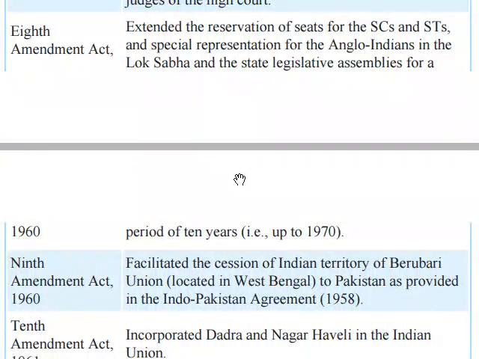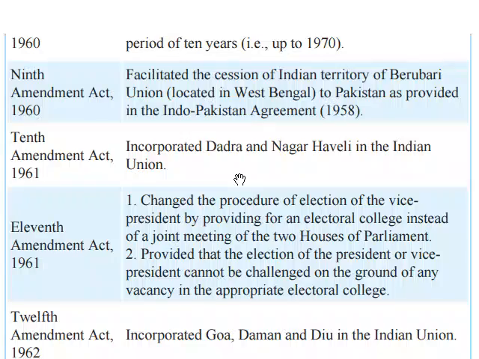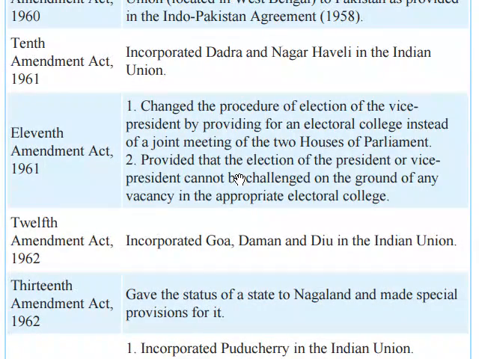Eighth Amendment Act 1960 extended the reservation of seats for SC and ST and special representation for Anglo-Indians in the Lok Sabha and the state legislative assemblies for a period of 10 years, up to 1970. Ninth Amendment Act facilitated the cession of Indian territory of Berubari Union, located in West Bengal, to Pakistan as provided in the India-Pakistan Agreement 1958. Tenth Amendment Act 1961 incorporated Dadra and Nagar Haveli in the Indian Union.